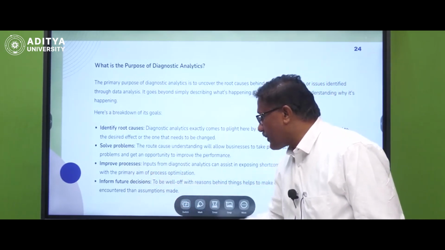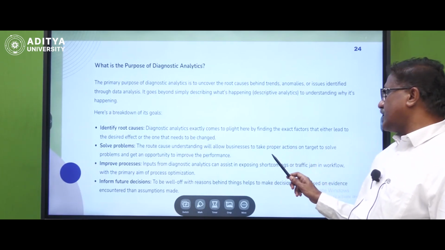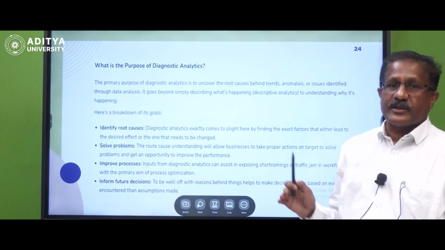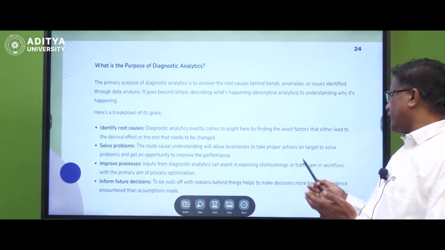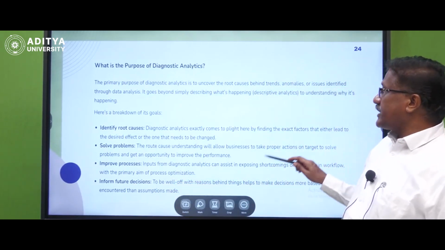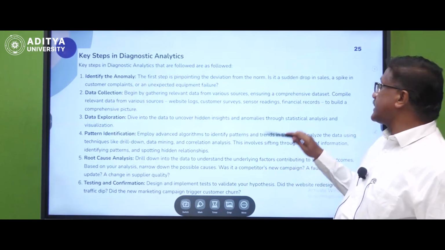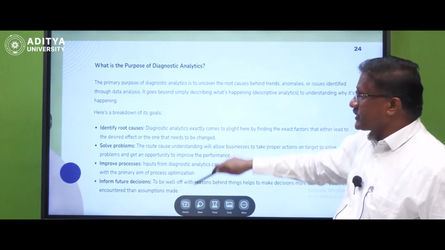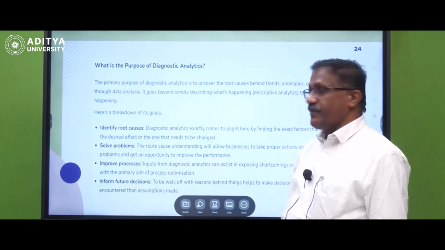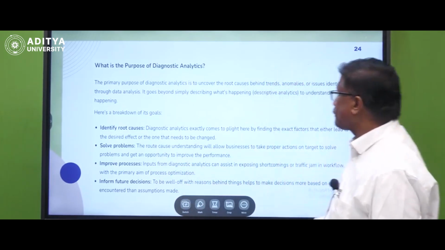Third point, improve the processes. That means improve the various steps, all the activities in every business, which can assist in exposing the shortcomings. That means the problems will come out and then you take the appropriate actions and inform future decisions. Yes, whatever the decisions, those also have to be properly made. So these are the various purposes: identify the root cause, solve the problem, improve the process, inform the future decisions.